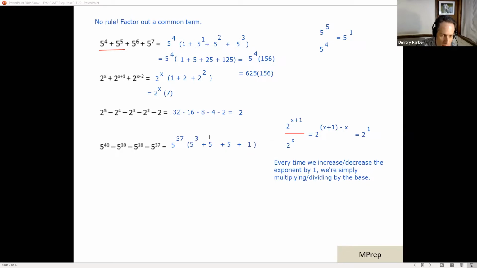Sometimes I have to do a little bit of uglier math, but nothing too terrible. It's 5 to 37 times, again, 125 plus 25 and so on, the same thing as we actually had above, right? 5 to the third, squared, first 1. So it's actually very similar to what we had on the top one, just an uglier thing on the outside, but the underlying thing is the same.